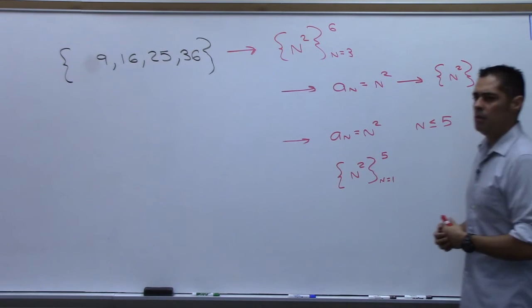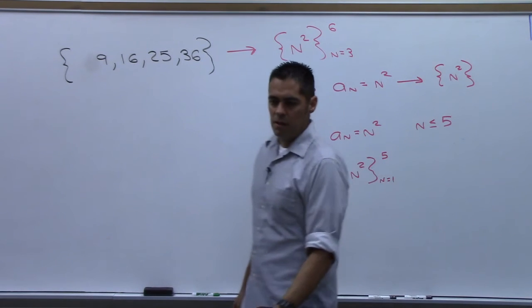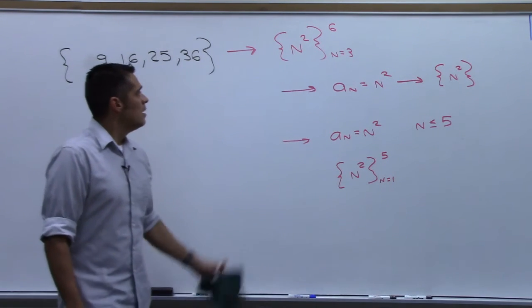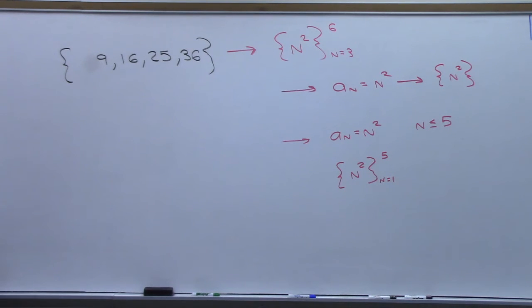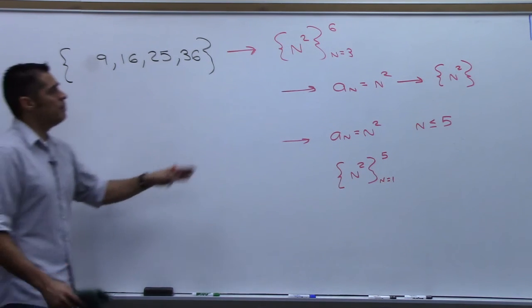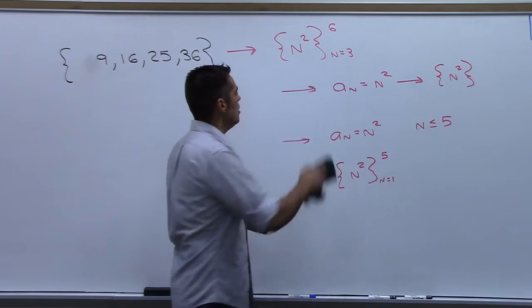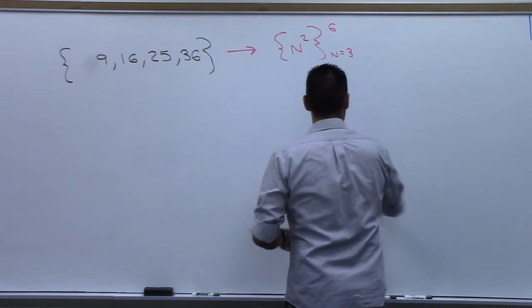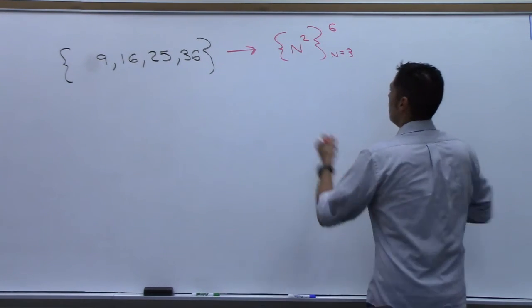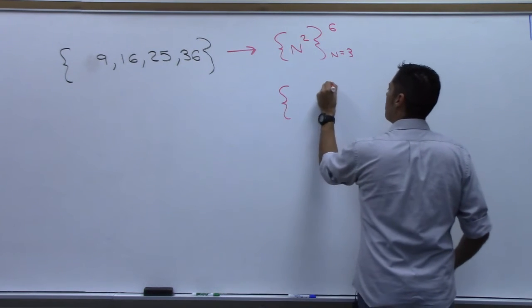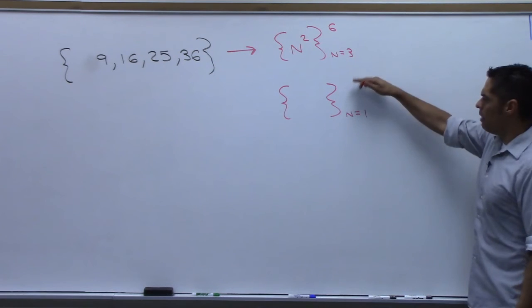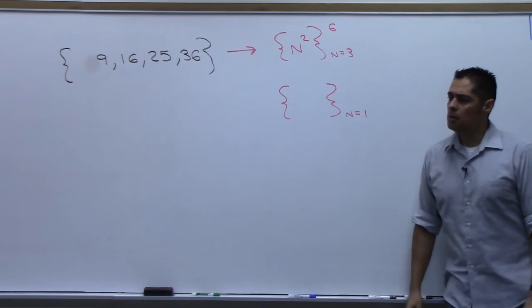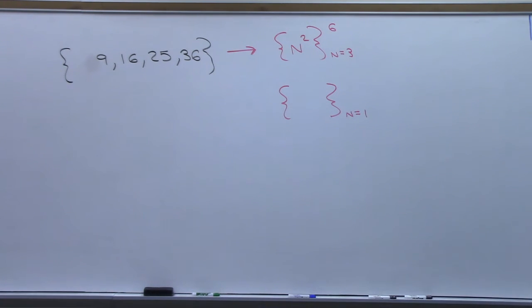That would work. Now here's your challenge. Can you write that as a sequence that starts at 1? Can you not put this restriction of starting at 3? Can you somehow write this so that it's some sequence and it starts at 1? You'll have to figure out where to stop it, but can you do it?